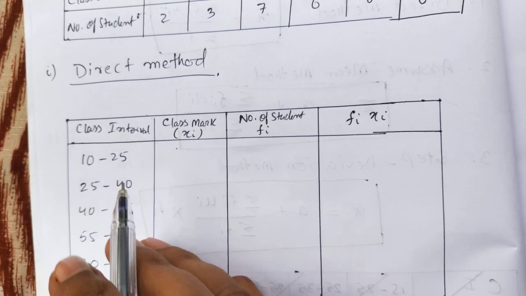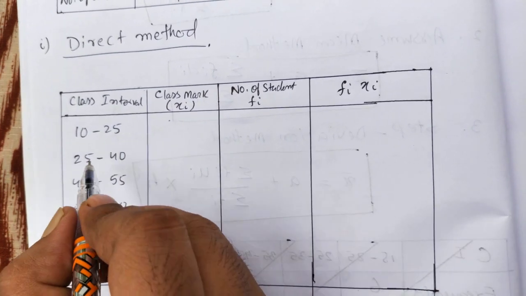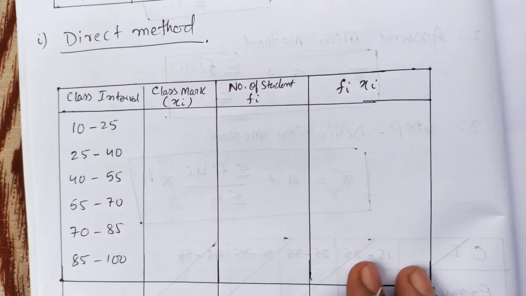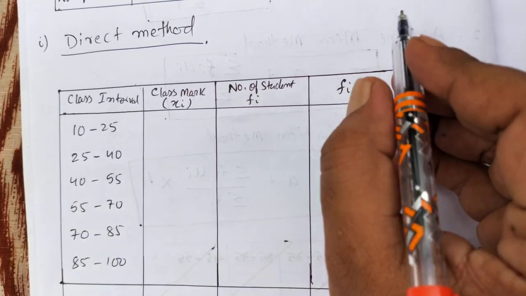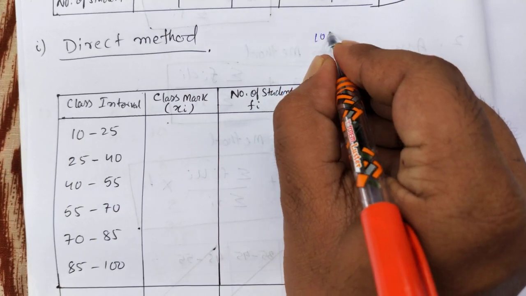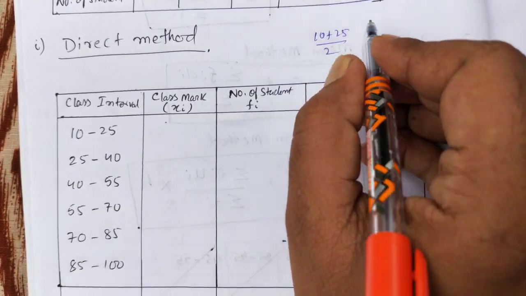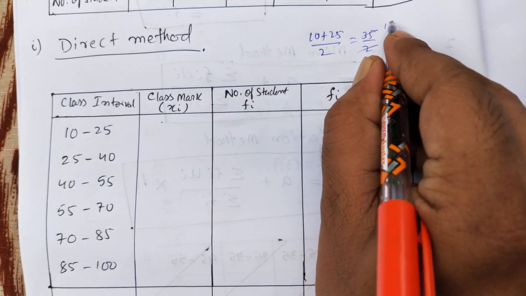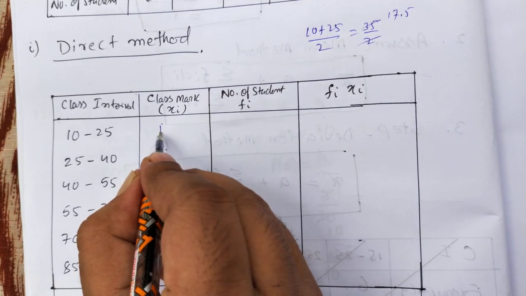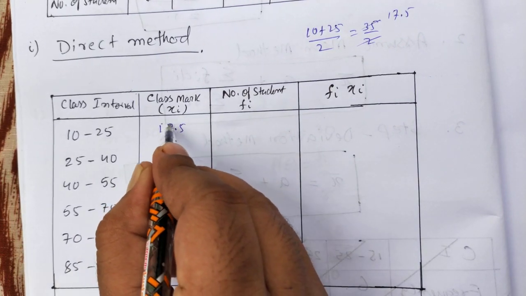first we have to write the table and find the class mark. Class mark is the mid value of the class. How will you find the mid value? We add both, 10 plus 25, and divide by 2. This is 35 by 2. We'll get 17.5. So this is 17.5.